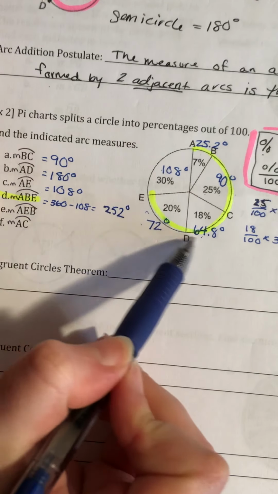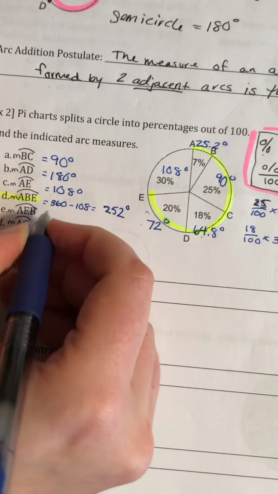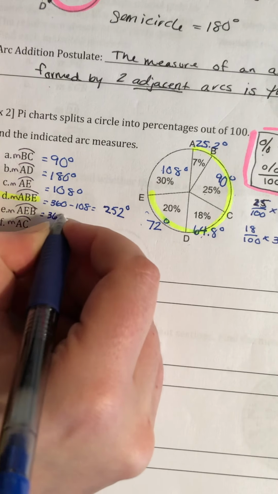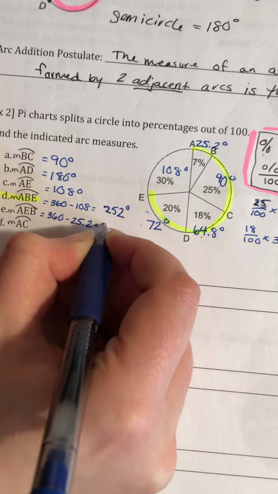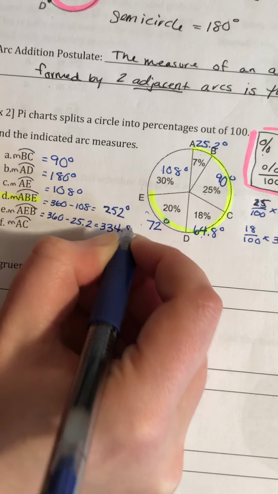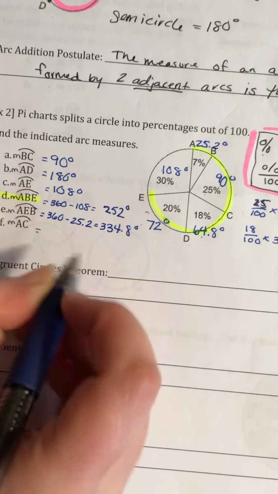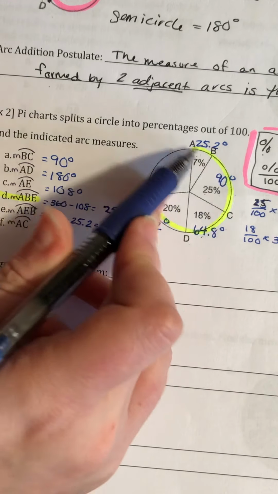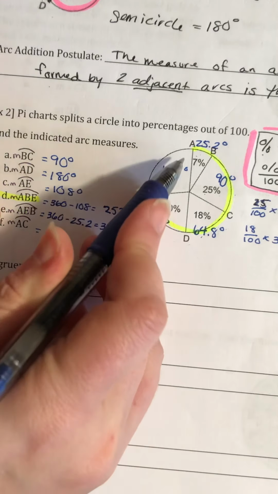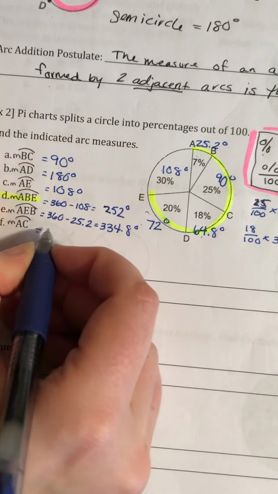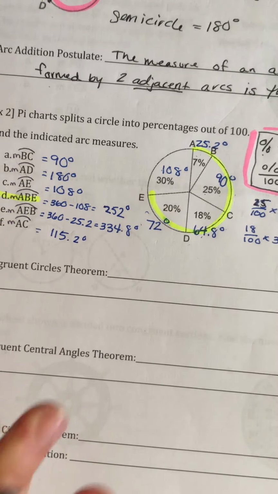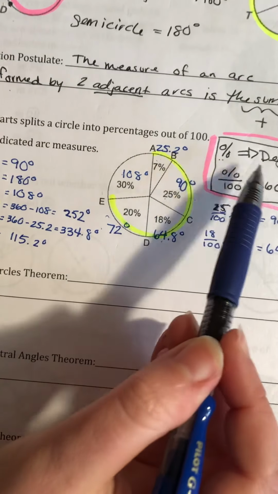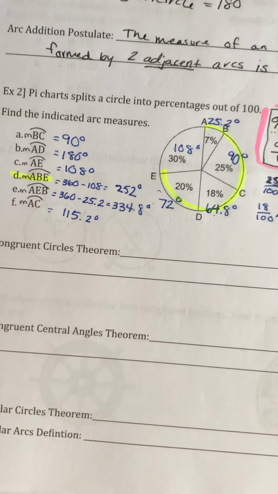AEB. So that's the whole thing except the 7%. So 360 minus 25.2 gives me 334.8 degrees. And finally, AC, again, you go the shortest way if there's just 2 letters. That's the 25.2 plus the 90. That gives me 115.2 degrees. So that's how we go from percent to degrees.